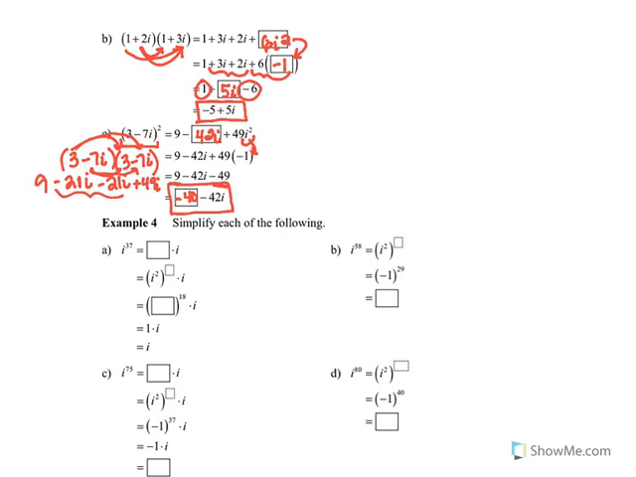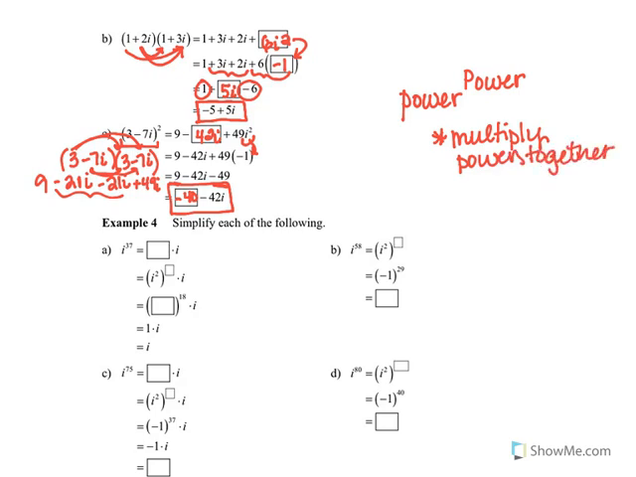Simplify each of the following. So here I have i to the 37th power. I know that when I have a power to another power, we multiply the powers together. These are rules of exponents. I only know that i squared is equal to -1. So is there some way that I could rewrite i to the 37th as some power of 2?